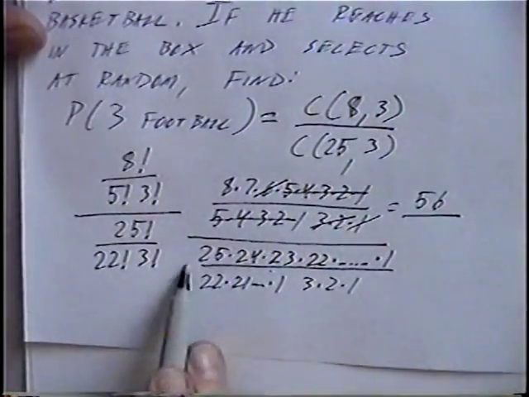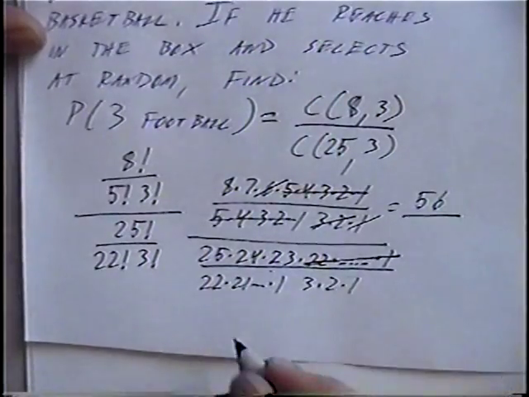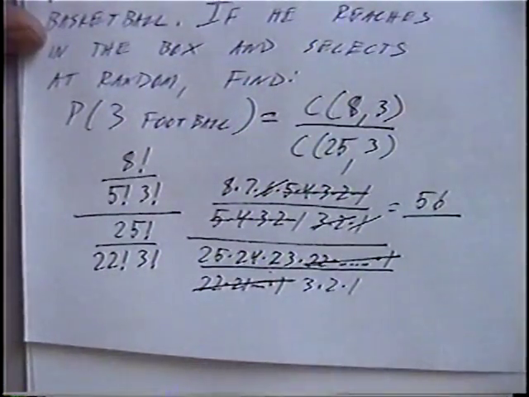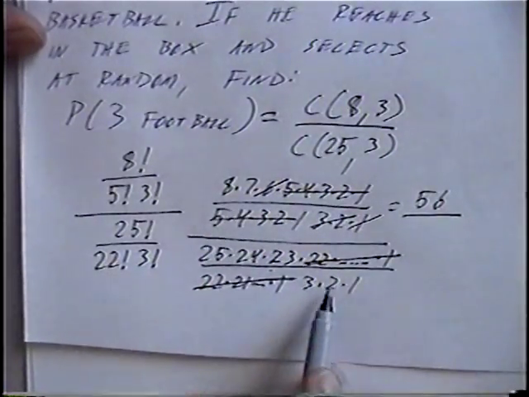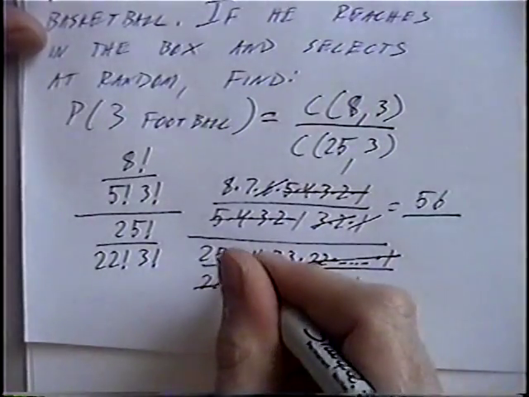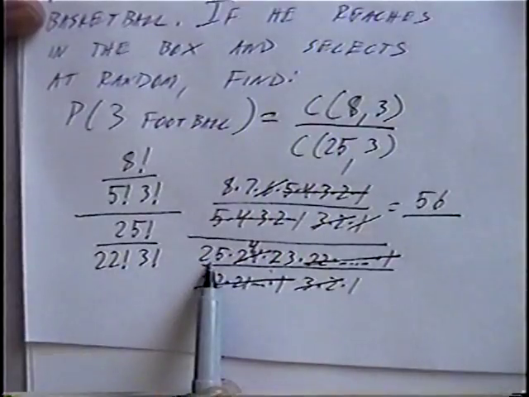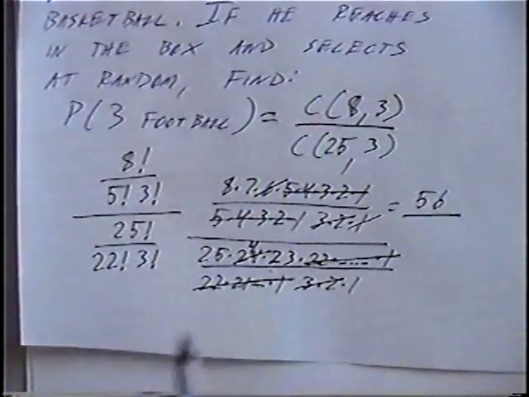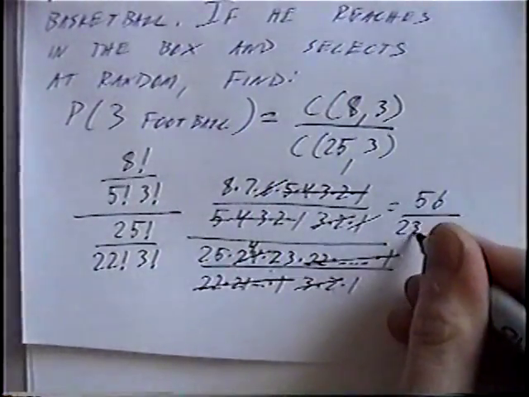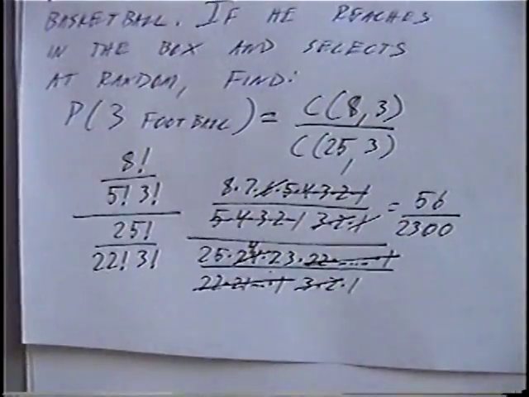For the denominator part of the fraction, we have 22 to 1 on the top of the fraction and 22 to 1 on the denominator of that fraction, so those will cancel. We have 3 times 2, which would be 6, so if we divide the 24 by 6, we'll be left with a 4. So we'll have 25 times 4 times 23. If you multiply those out, that comes out to 2300, which is how many possible ways you can pick out 3 cards from this box.